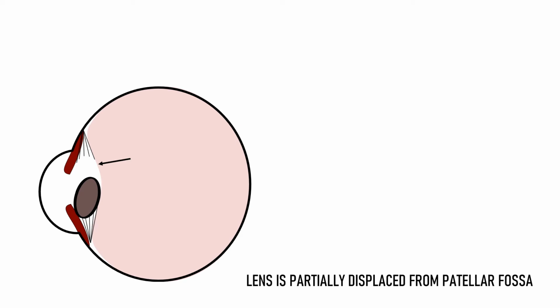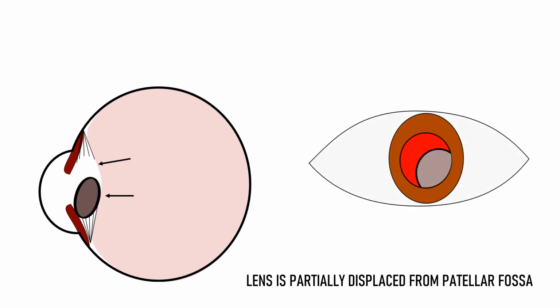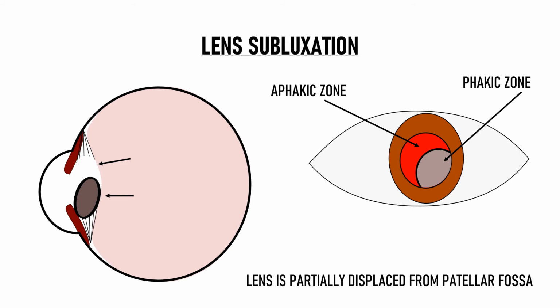Another situation could be that the lens is partially displaced from the patellar fossa, which means that a part of the lens is out of the patellar fossa and a part of the lens is still present inside it. When you will see this eye on the slit lamp, you will notice an aphakic zone where the lens is absent and a phakic zone where the lens is present. This partial displacement of lens is known as lens subluxation.